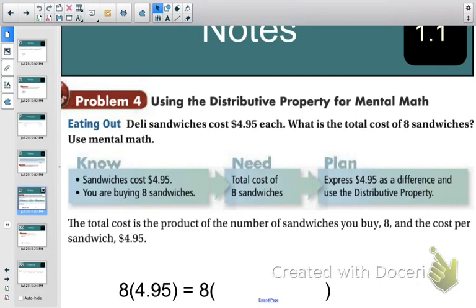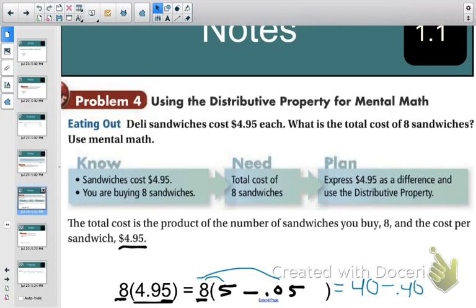Okay, so if we think about this, $4.95, if we were to estimate, that's basically $5, right? So I know this is going to be 8 times $4.95, or 8 times 5, because it's about $5, but I'm 5 cents short of $5, so this is really just 5 minus 5 cents. Okay, so then 8 times 5 gives us 40. 8 times 5 cents is 40 cents, so minus 40 cents.